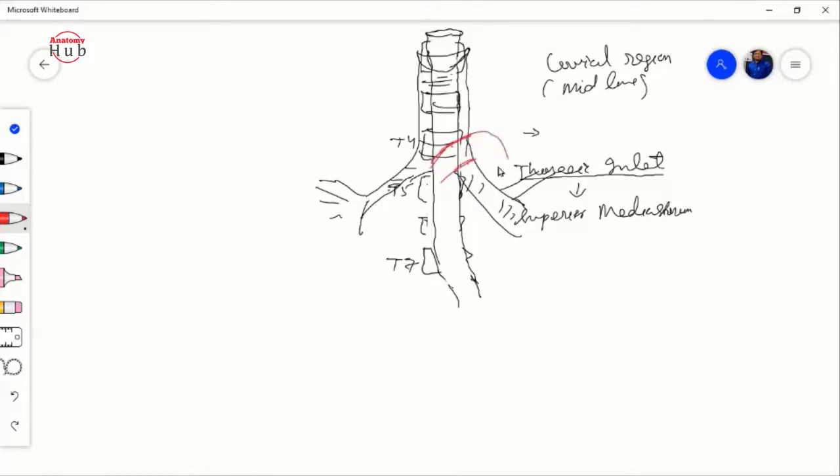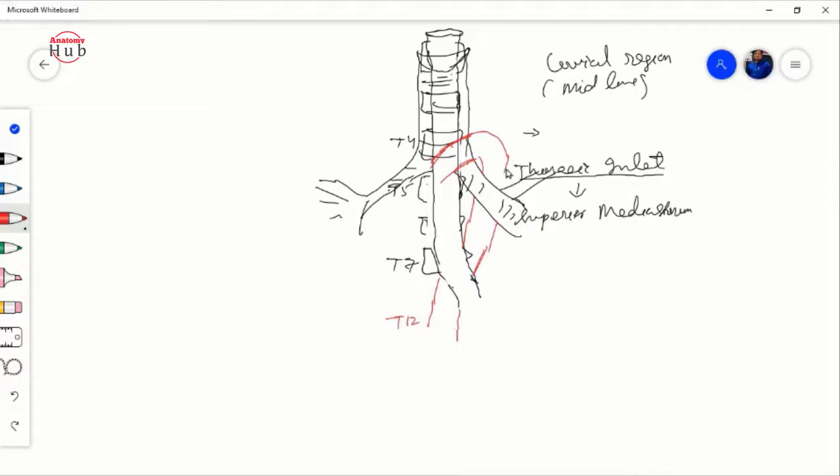Then you will find the descending thoracic aorta. This descending thoracic aorta descends downward, coming from the left towards the right, towards the midline, and at the midline it enters into the abdomen at the level of T12.